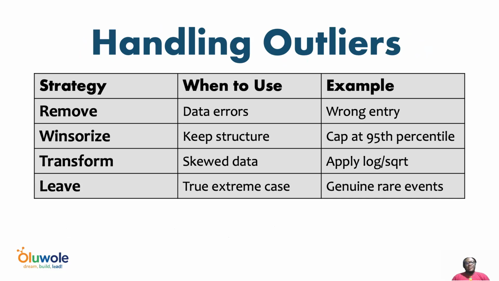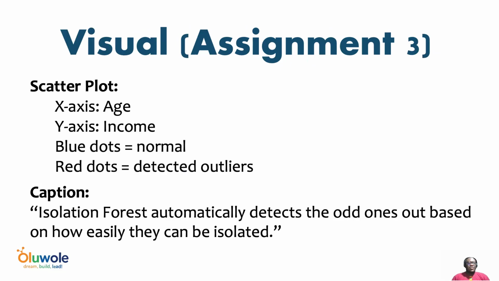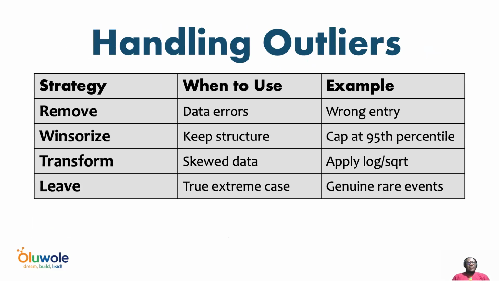So handling outliers. We've spoken about methods to detect outliers already. So how do you now handle outliers? These are four strategies that we usually use. We say remove when there's a data error, like what Joseph was asking me. Wrong entry, just remove it. If the user purposely entered a wrong value, don't bother yourself. You are not the one that made that mistake. You remove.